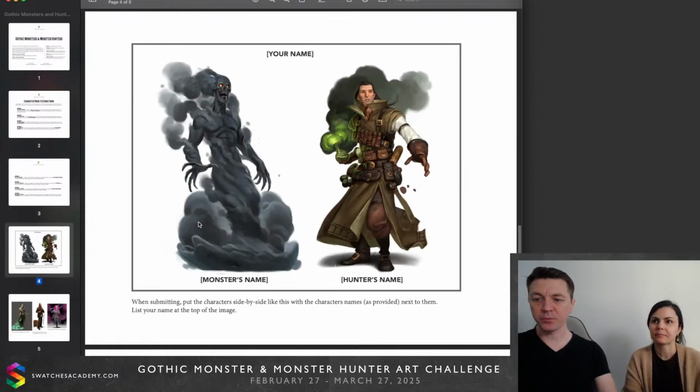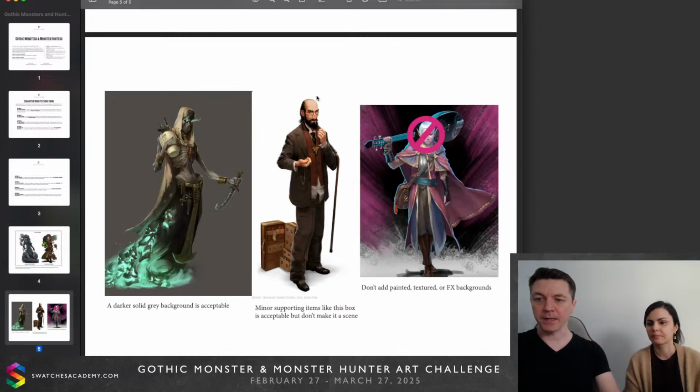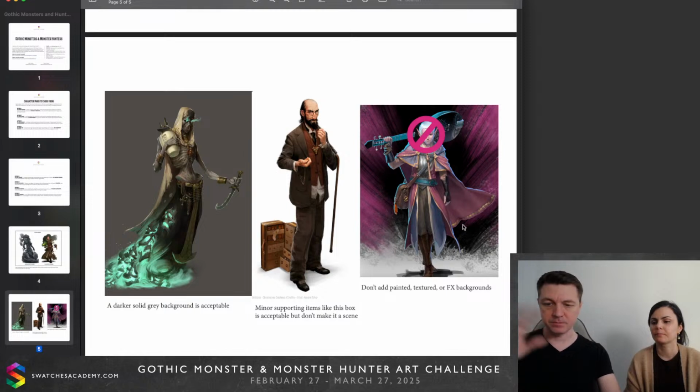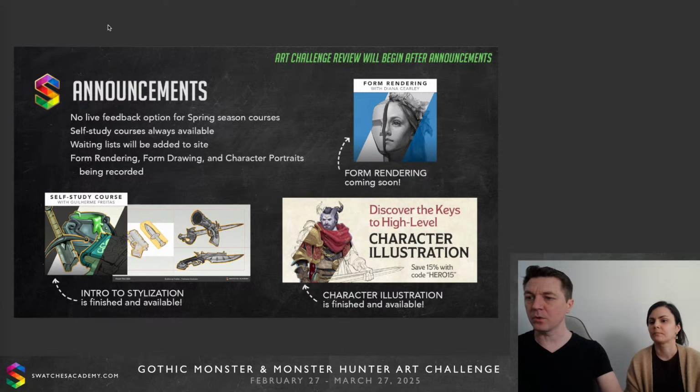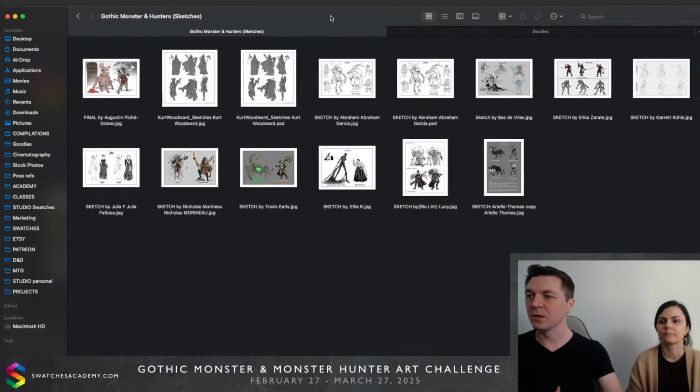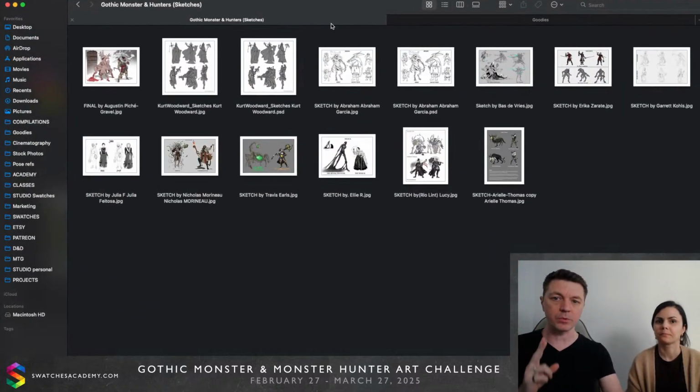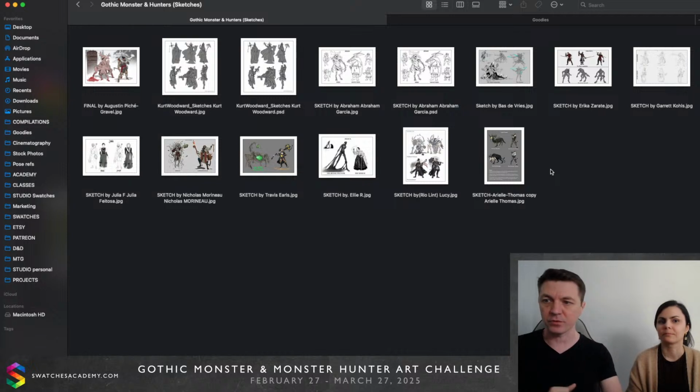A few prompts were given, just an example of them needing to be put together side by side when they're submitted, and no backgrounds, although the background could be white or gray. We just didn't want flashy effects. And minor props, such as a little box like this with the character, would be acceptable, but nothing more than that. Okay, so this episode, we are only going to be looking at the concepts. So this is the concept stage. There'll be another live stream in 2 weeks when we'll take a look at the finished versions of these.